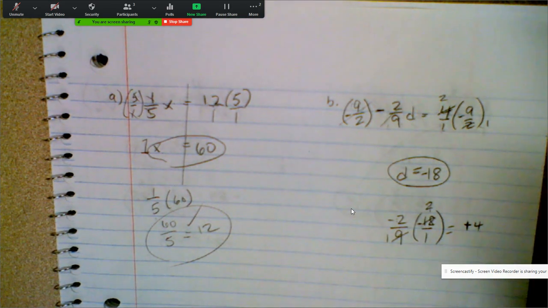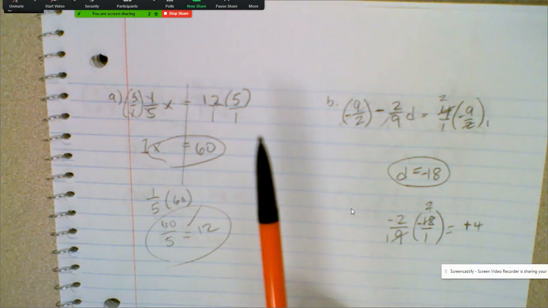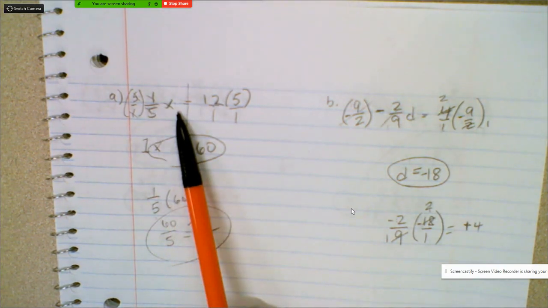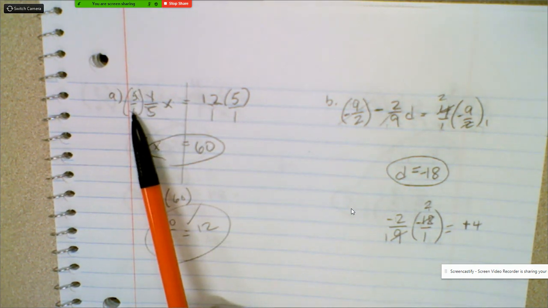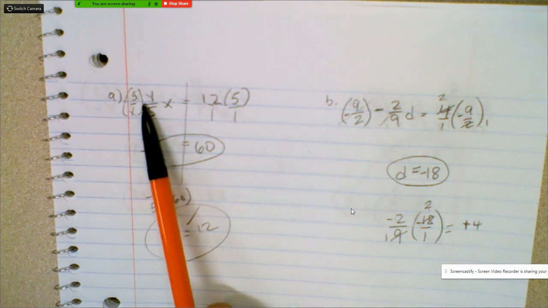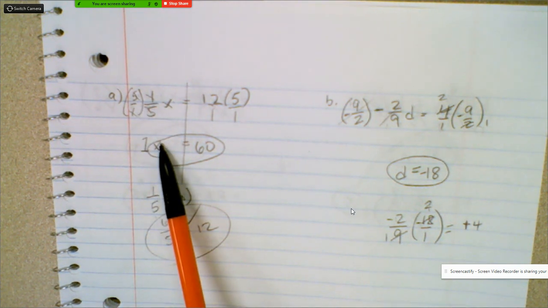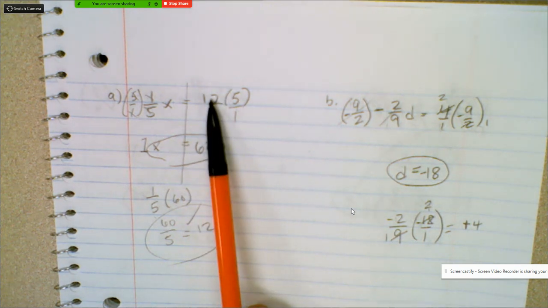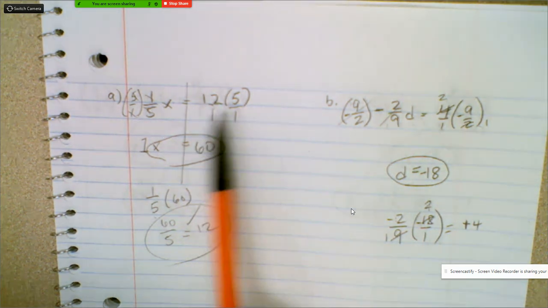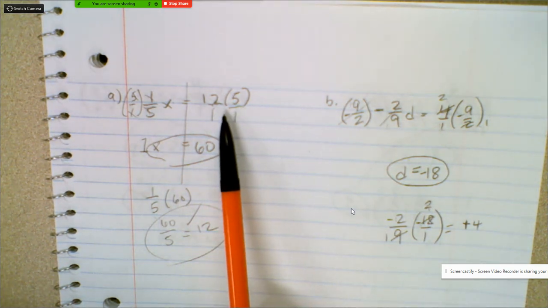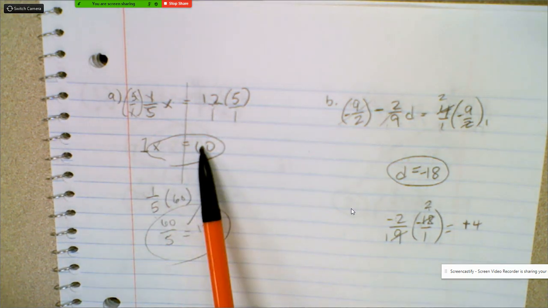So the first problem is 1/5 x equals 12. I have to multiply it by its reciprocal, 5/1. That gets rid of the 1/5 and gives me just 1x on the left side. But then I also have to multiply the 12 times 5. Again, you put 5/1 if you wish, place 12/1 if you wish. So it becomes x equals 60.